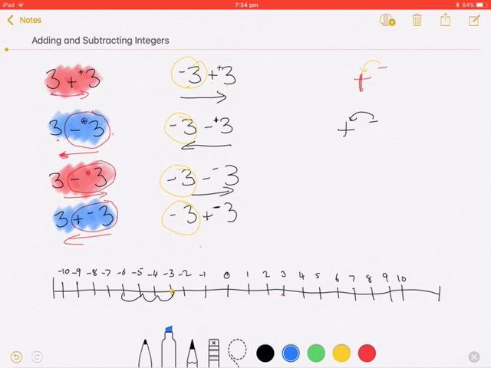Now, same rules apply. If I have got two symbols that are the same, the positive and positive, then I'm going over to my right. If I've got two symbols the same, negative and negative, I'm going over to my right. If I've got two that are different, I'm going to my left. So I hope that helped you a little bit.